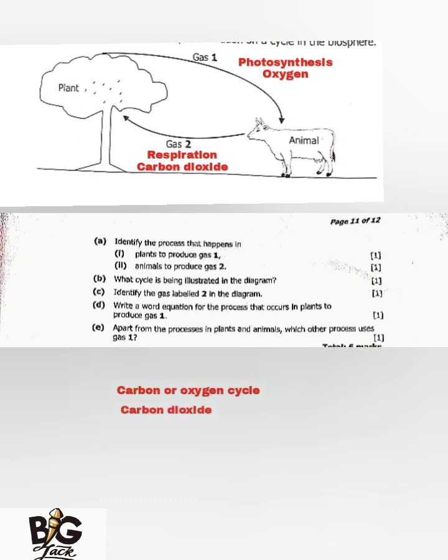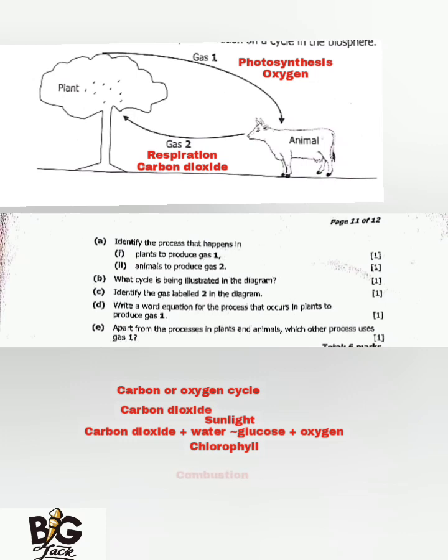Then question D is saying, write a word equation for the process that occurs in plants to produce gas 1, which is oxygen. Now for oxygen to be produced, carbon dioxide should react with water to produce glucose plus oxygen. So I'm going to say carbon dioxide plus water to produce glucose plus oxygen.